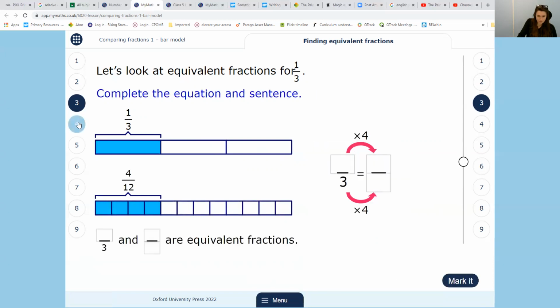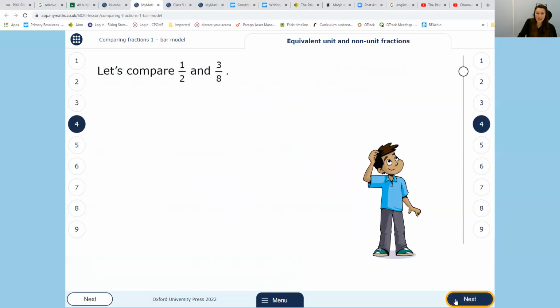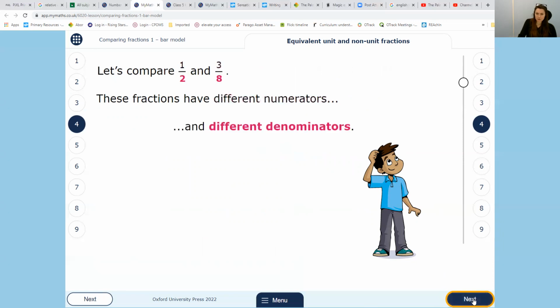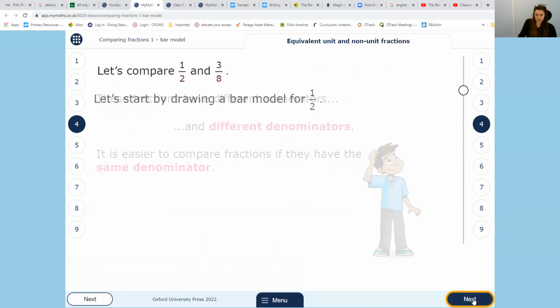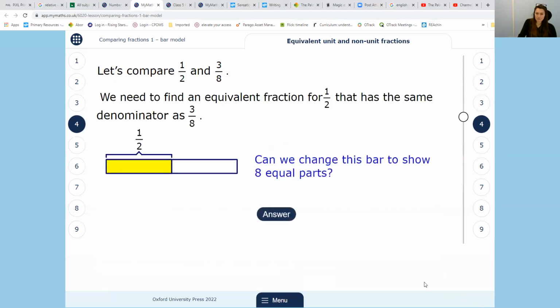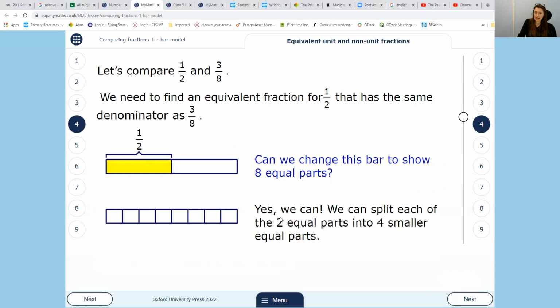Okay, I'm just going to skip forward into how we use that to compare. So we're trying to compare 1/2 and 3/8. Now these have different numerators and different denominators. So let's draw a half. So there's 1/2, and here is 3/8. Is there a way of cutting this shape into eighths? And I think you'll realize that actually, yes, we can. That same size shape could also be in eighths. They'll just be smaller pieces. So this bar shows halves and this shows eighths.